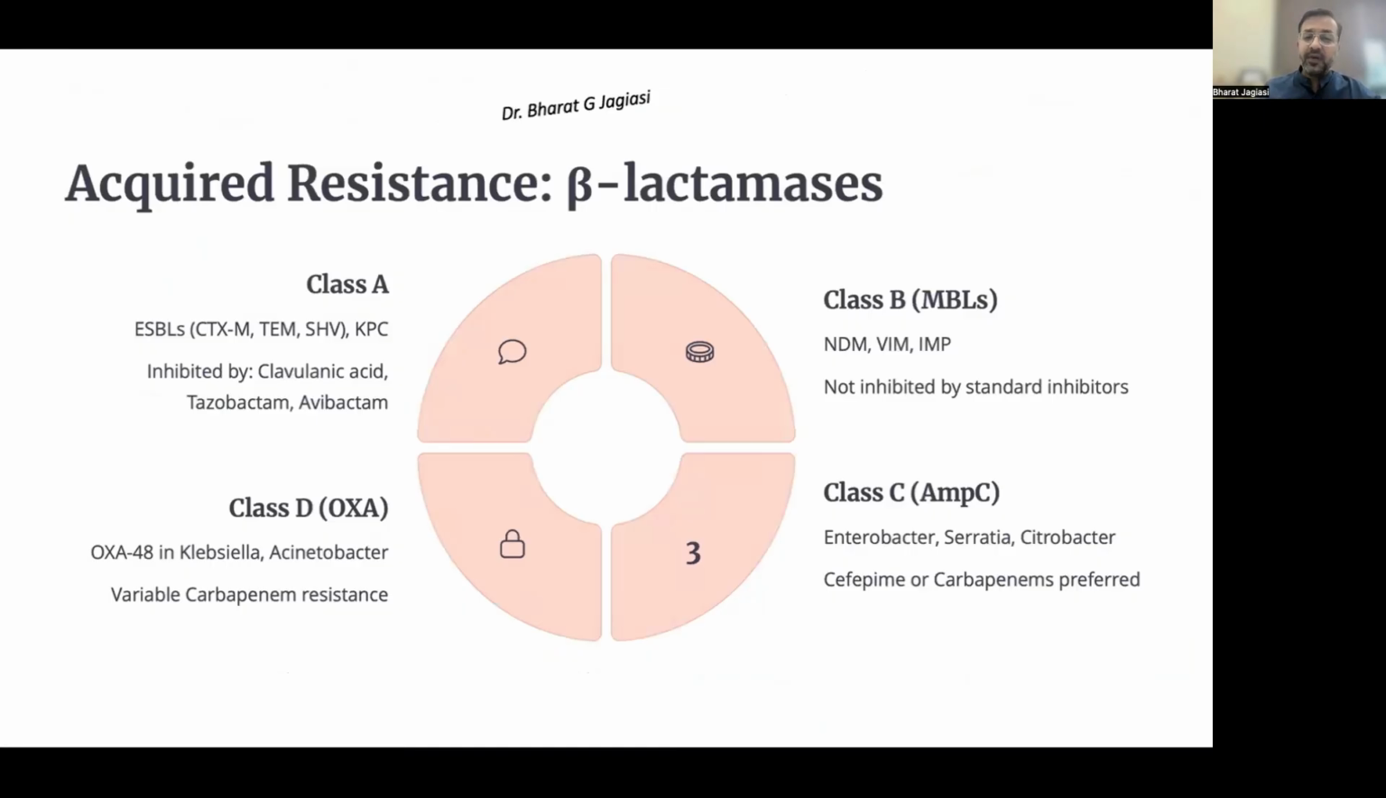So class A, we see more of the ESBLs and KPCs, inhibited by clavulanic acid, tazobactam, and avibactam. Class B, what we look into is the NDM, not inhibited by the standard inhibitors. Class C mostly covers Enterobacter, Serratia, Citrobacter, and cefepime and carbapenems are the preferred choices. Class D, we have the OXA-48, mostly seen in Acinetobacter and Klebsiella, and they have variable carbapenem resistance patterns.